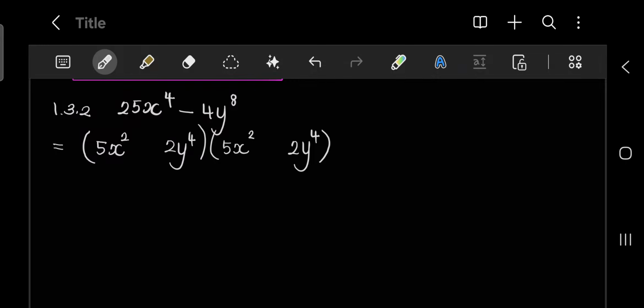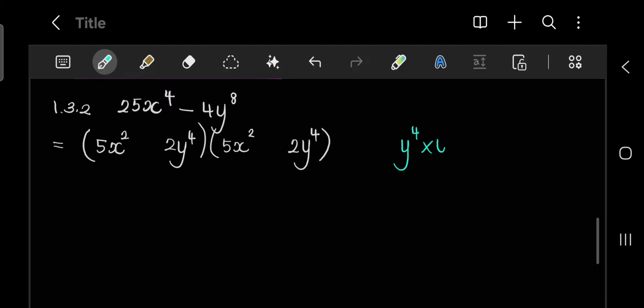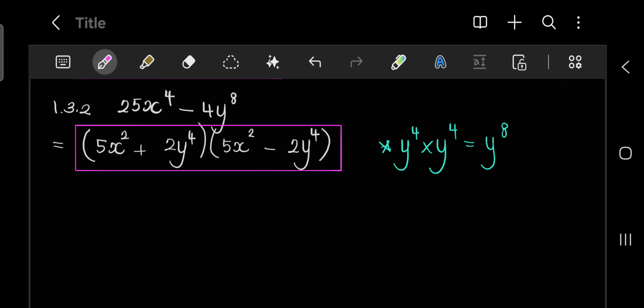Now, you may be wondering, how exactly is it that y to the power 4 times y to the power 4 gives you y to the power 8? Remember that when you are multiplying bases that are the same, you are allowed to add the exponents. So this just comes from applying laws of exponents. And then with factorizing difference of two squares, one bracket gets a plus and the other bracket gets a minus. So that would be it.